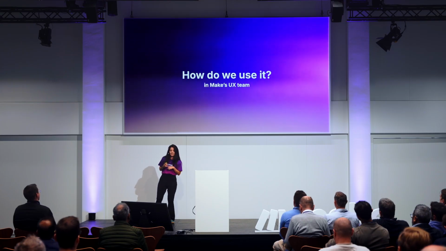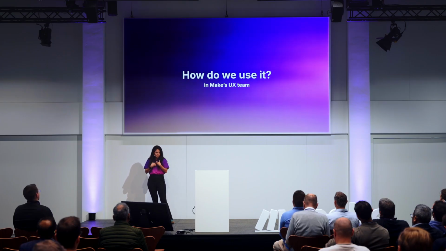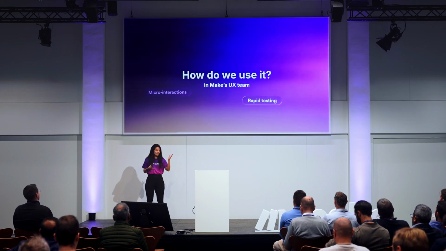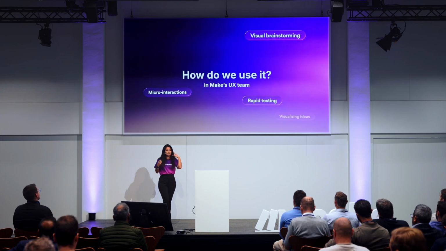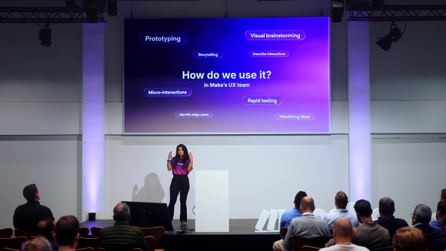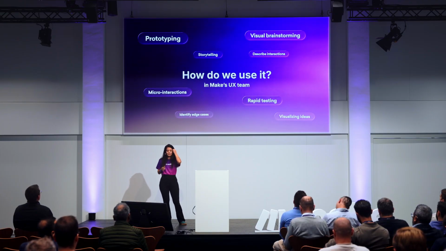But how do we use it in the UX team? Because I'm from the UX team, vibe coding has been super great for us. It has made us better designers, faster designers. We use it for everything from rapid testing to micro interactions, visual brainstormings. We use it to describe ideas, to define motion, to identify edge cases, you name it. But the biggest use case is prototyping.